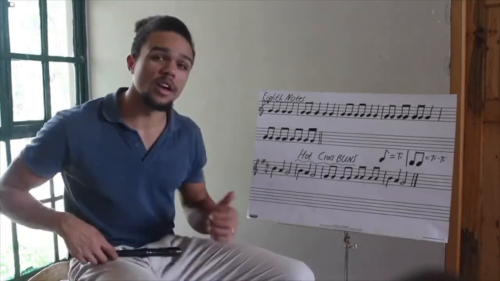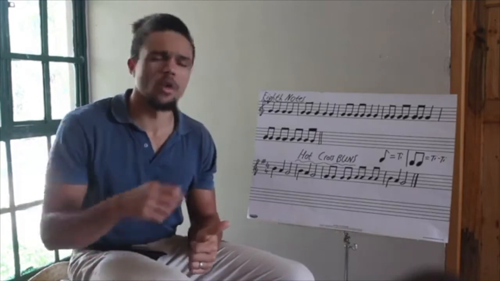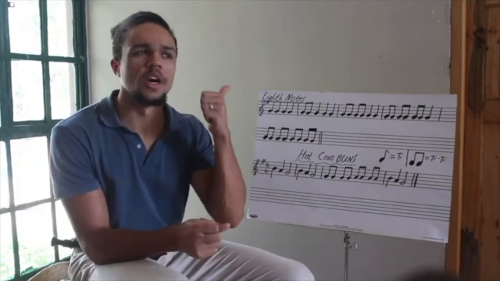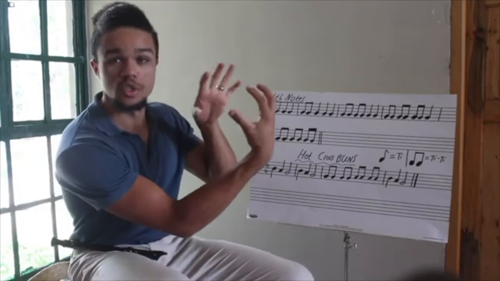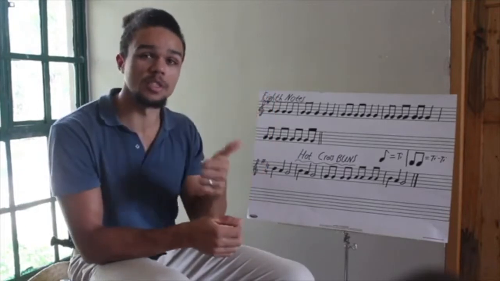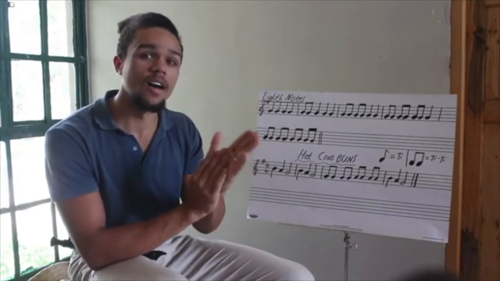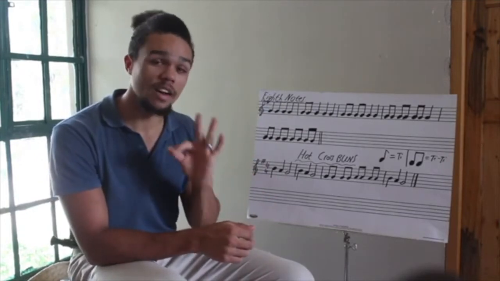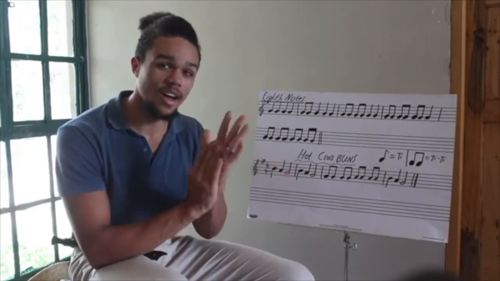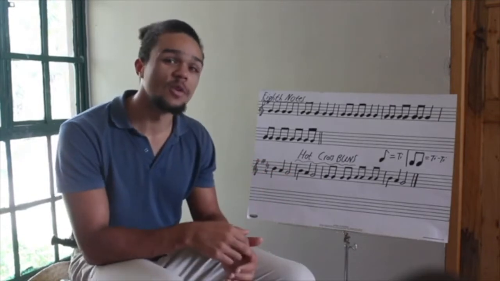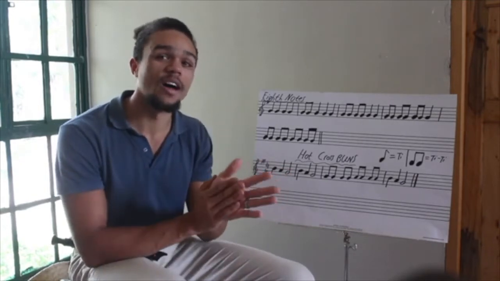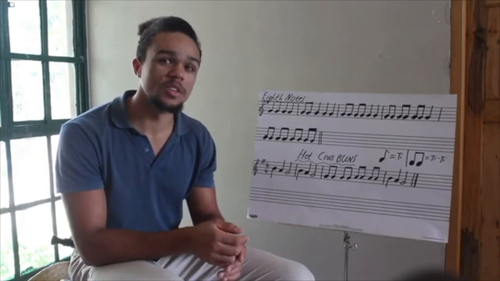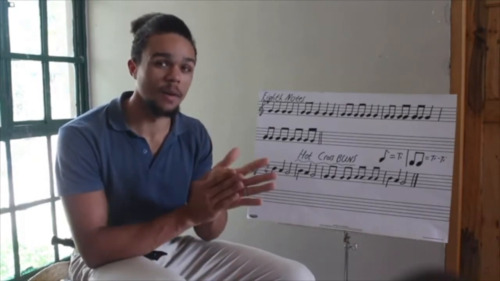So far we've done four kinds of rhythms. Four types of notes. We've done whole notes, which are those circular ones, and they have 4 beats. We say ta, ah. Then you have dotted half notes, which have 3 beats. Ta, ah. You have half notes that have 2 beats, ta, ah. And you have quarter notes that have 1 beat, ta.